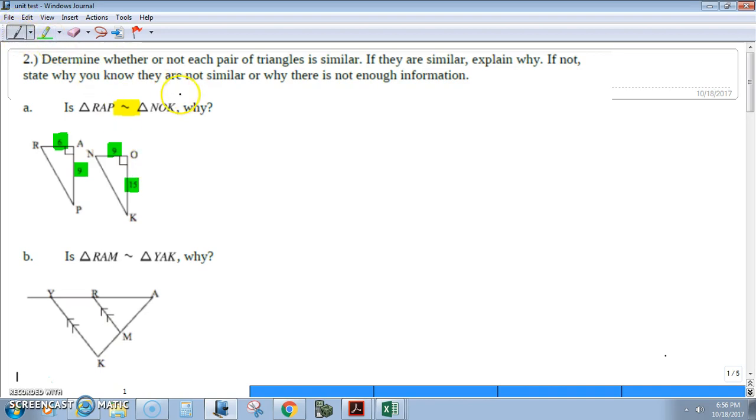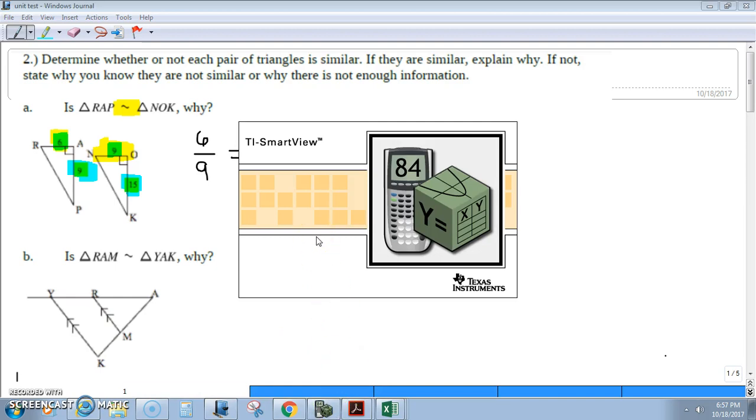So in reality, what we're looking for is, is 6 divided by 9, that's the green ones, the same as 9 divided by 15? Are those two things going to give you the same answer? So let's do 9 divided by 15. So the question is, are they? Let's pull up the calculator.